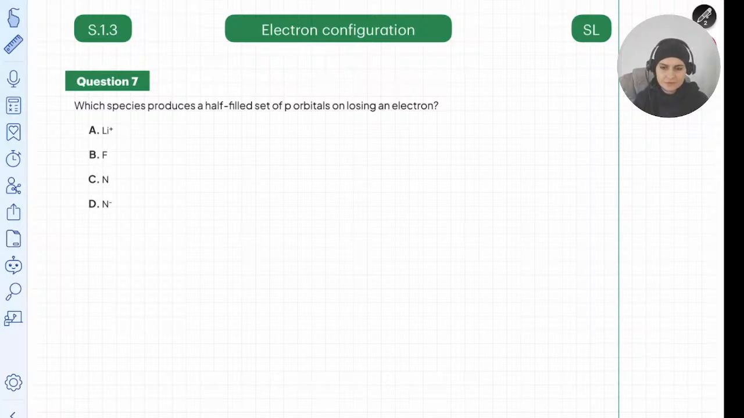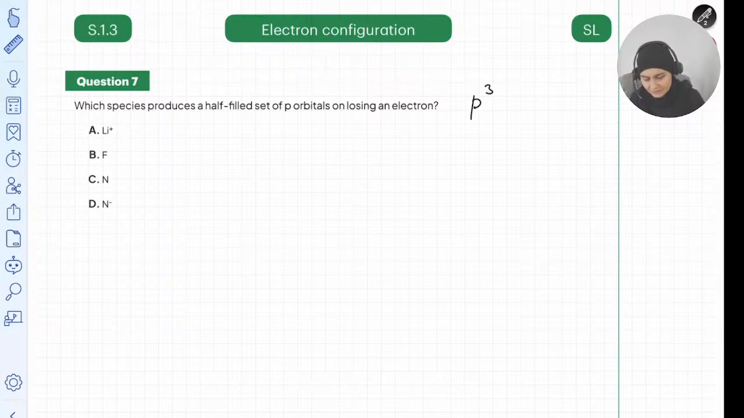Half-filled set of p orbitals upon losing an electron. Think about it. They form P3, right? A completely filled P sublevel is P6, so half filled is exactly P3. So when the species loses an electron, it must become P3. Well, let's see. What I'll do is write down the electron configuration for the species and see what happens when it loses an electron.